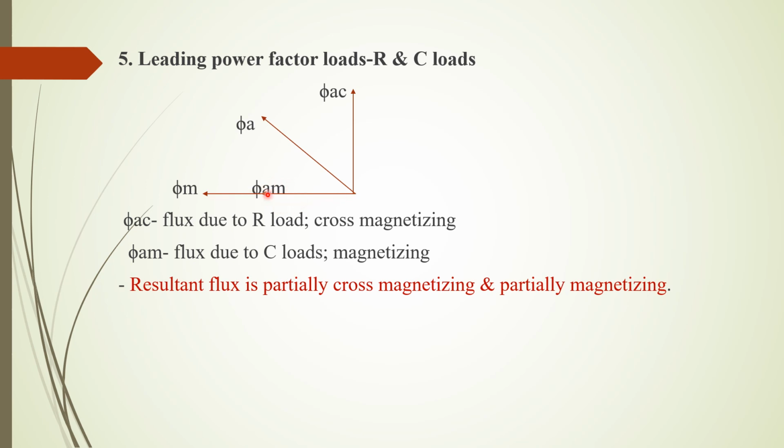Magnetization means both fluxes are additive. So phi AM, or the flux due to capacitive load, will be in the same direction as that of the main magnetic field. As a result of that, the net armature flux will be like here. So we can say for leading power factor loads, that means RC loads, the resultant flux will be partially cross magnetizing and partially magnetizing. So these are the major points about the armature reaction and its effects.